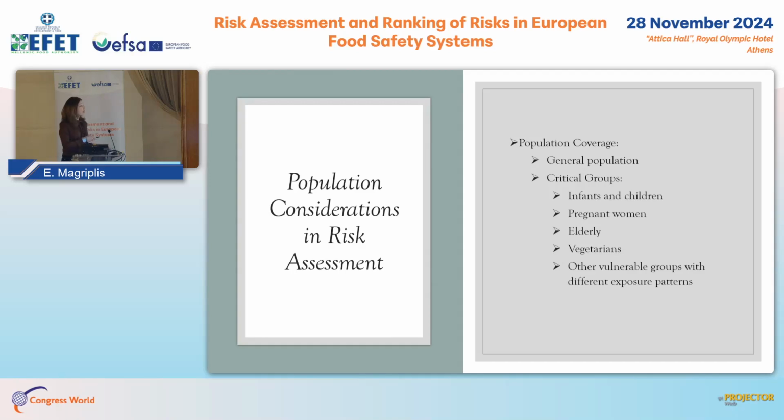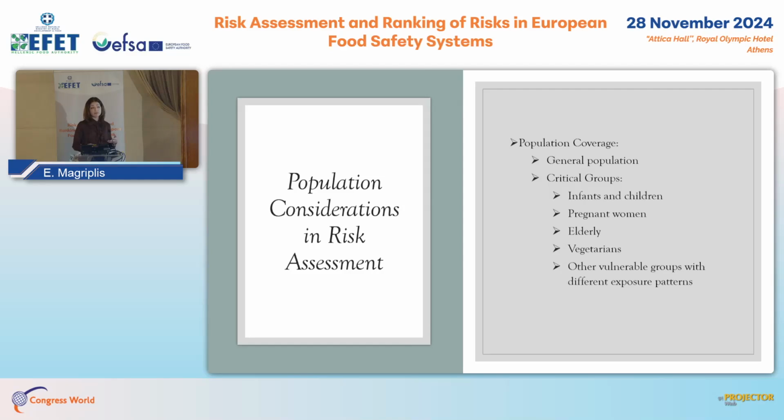Therefore, complete population considerations. In risk assessment, we have the general population that we usually focus on, but we also need to have the critical groups, therefore being able to assess infants and children, pregnant women, the elderly, and vegetarians, because we see an increasing amount of vegetarians and vegans coming up, and also other vulnerable groups based on their different exposure, even if this is specific to their health status.